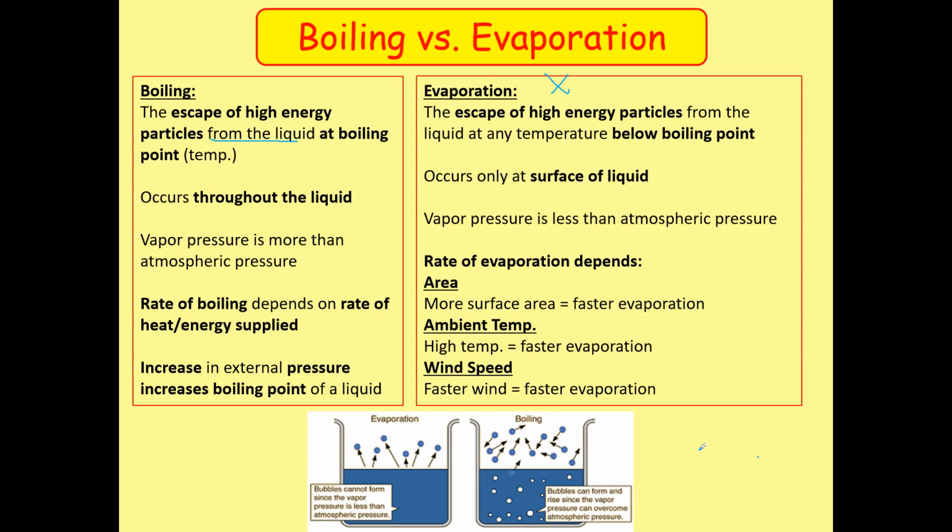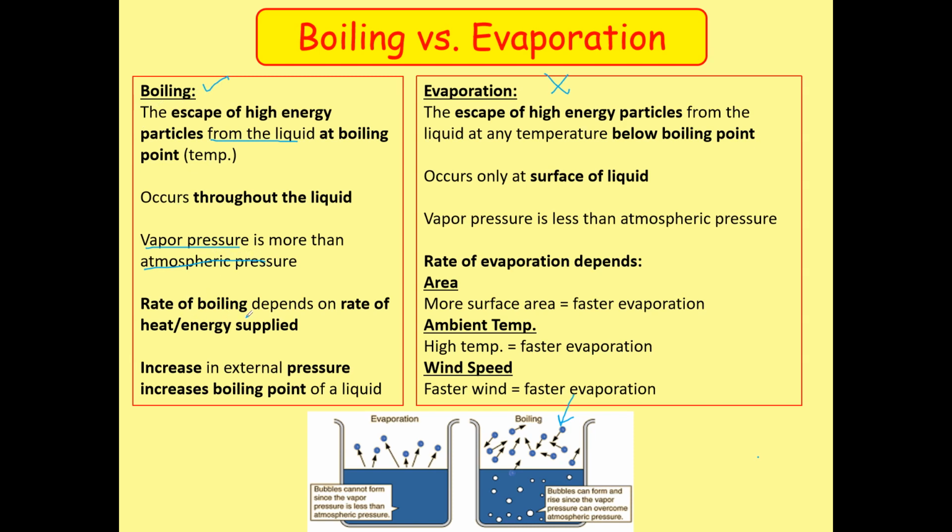And when they have a higher pressure than the atmospheric pressure, the pressure that the atmosphere is applying on this liquid, these will start to escape, right? Now this is a very important fact: in boiling, the vapor pressure is more than the atmospheric pressure, right? In boiling, the vapor pressure is more than the atmospheric pressure.